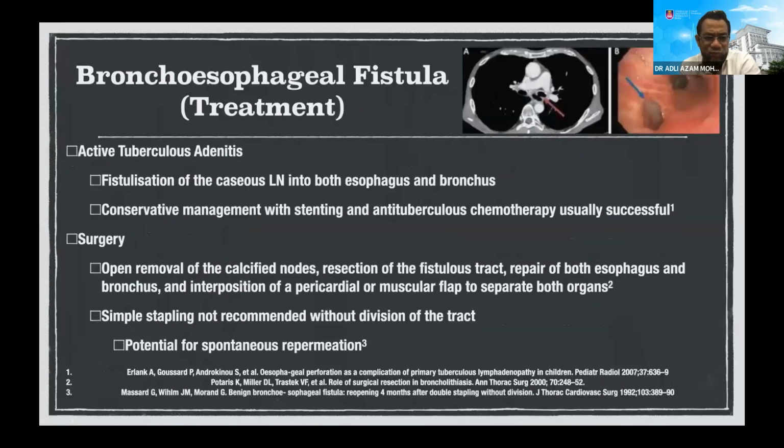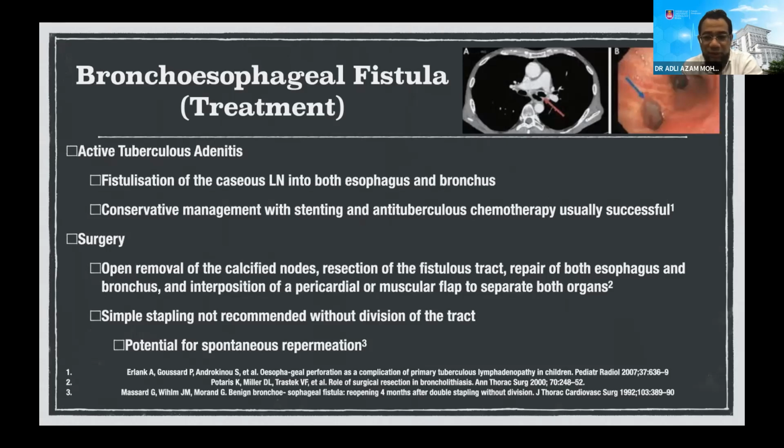Treatment-wise, active tuberculosis adenitis causes fistulization of the subcarinal lymph nodes into both esophagus and bronchus. So conservative management can be offered with stenting and tuberculosis chemotherapy, usually successful. Surgical-wise, it can be open removal of calcified nodes, resection of the fistulous tract, repair of both esophagus and bronchus, and the interposition of a pericardial or muscular flap to separate both organs.